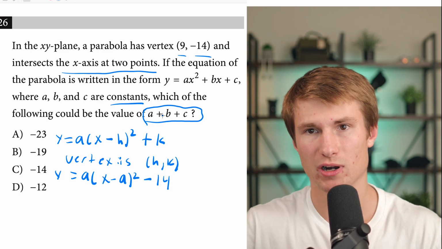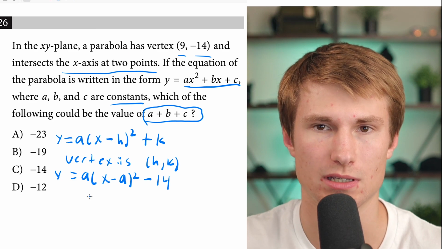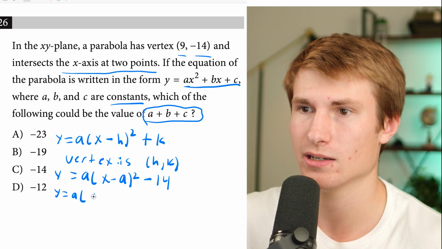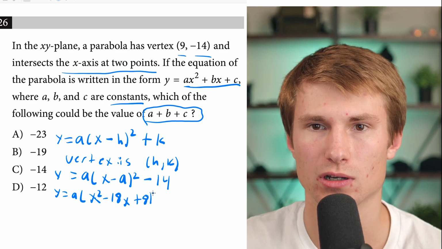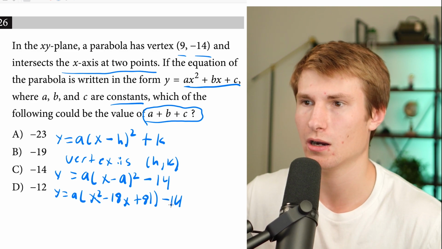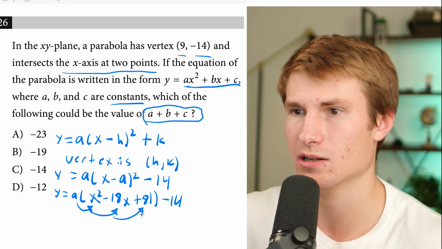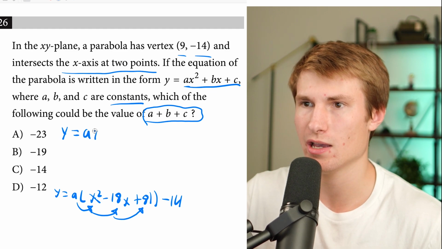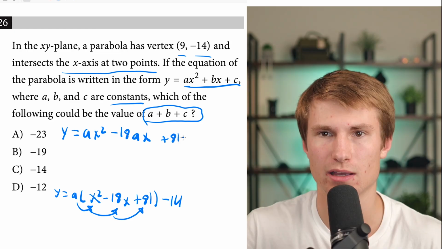Okay, from here, we want to get these values a, b, and c, which means we need to get into the form of ax squared plus bx plus c. So to do that, let's go ahead and expand this (x minus 9) squared. So we're going to get y is equal to a times x squared minus 18x plus 81 minus 14. All right, so now from here, we need to distribute this a. So we've got to distribute the a to the x squared, to that negative 18x, and to that plus 81. So I'm going to go ahead and erase what we have here. So we're going to have y is equal to ax squared minus 18ax plus 81a minus 14.